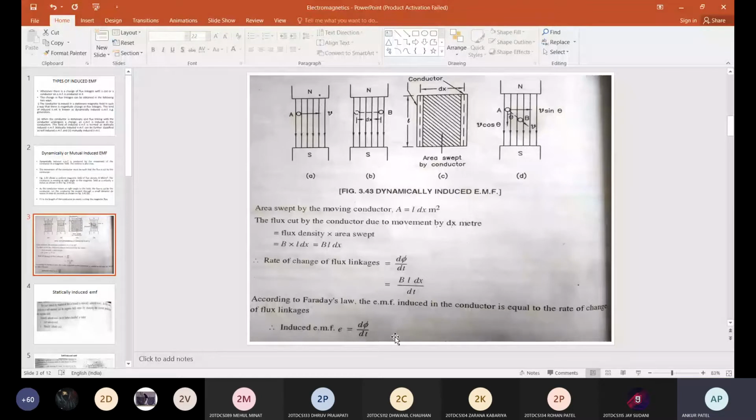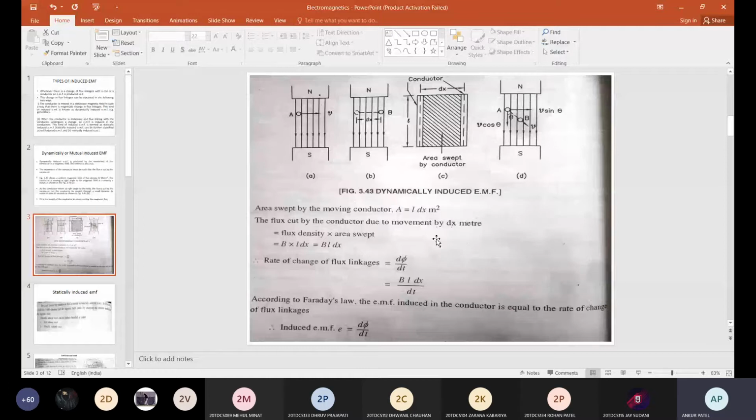Does anyone have any doubt in dynamically induced EMF? When the conductor is moving, we are considering the velocity of the coil, so that it can cut the flux accordingly, and the area swept by the conductor accordingly. That peripheral velocity we are considering, and it resolves into two components, v sin theta and v cos theta.